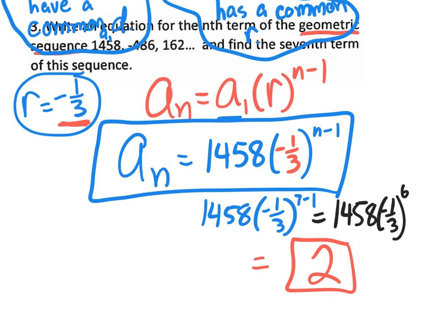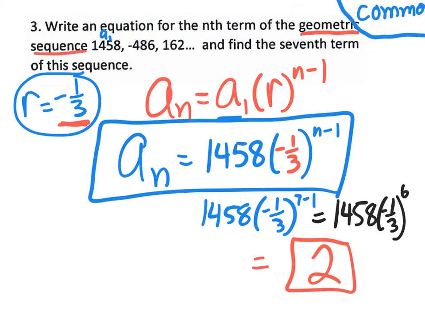Okay, now, what does that mean? That the 7th number on this list, first number is 1458, and then it dropped to 486, but it changed signs, and then it dropped to 162, but it changed signs. That's barely the third number. Well, I'm sorry. First number, second number, third number. Then you go fourth, fifth, sixth, seventh. If you get to the seventh number, that seventh number will be a positive 2.